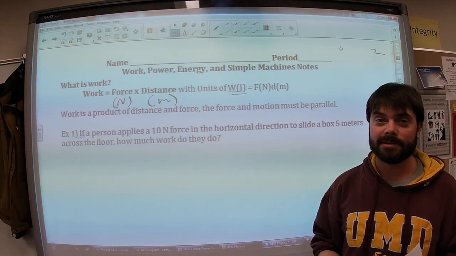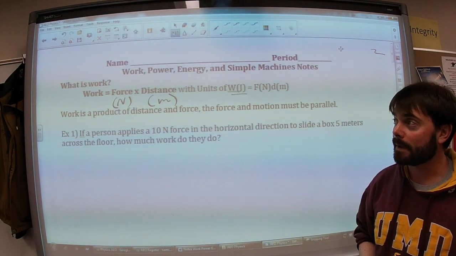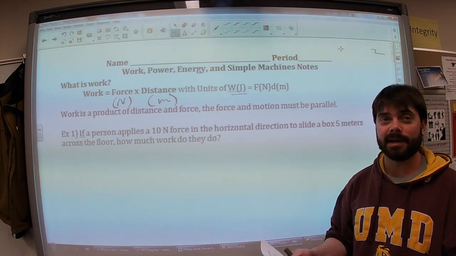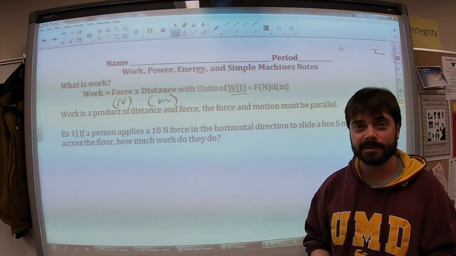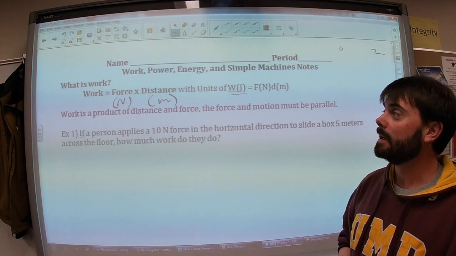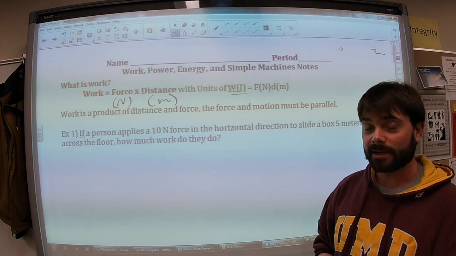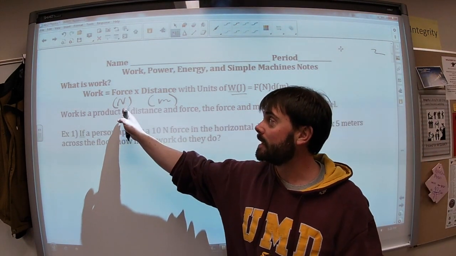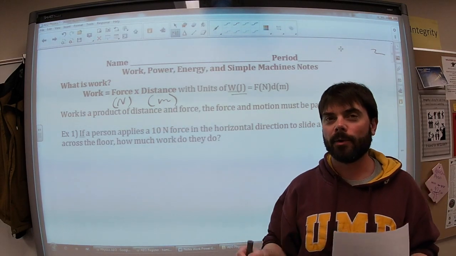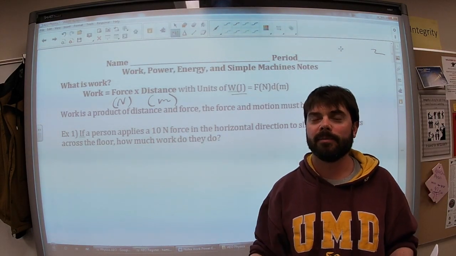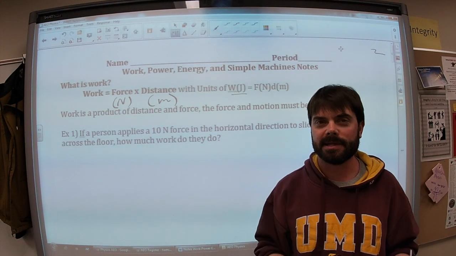So the joule is the basic measurement for work and energy. You will see that work and energy have the same units because in essence they're measuring the same thing. One thing to remember when we're calculating work: force and distance have to be collinear, or parallel to each other, so they need to be going in the same direction.